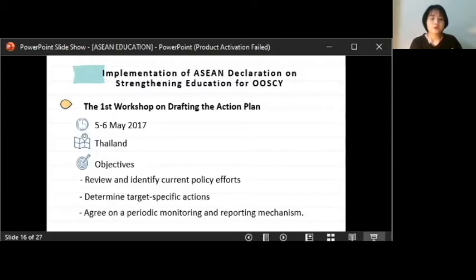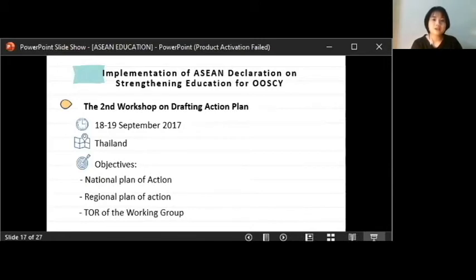There are three objectives of the workshop, as you can see on the screen. In the workshop, the participants shared their policy level efforts and their future activity in the national education plans to address the issue of out-of-school children. They also suggested some regional activity to be implemented, such as strengthening the data on the profile of out-of-school children in each ASEAN member state.